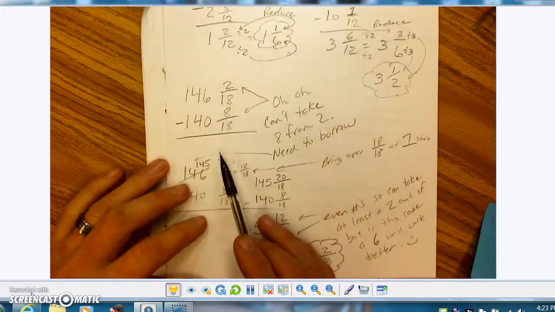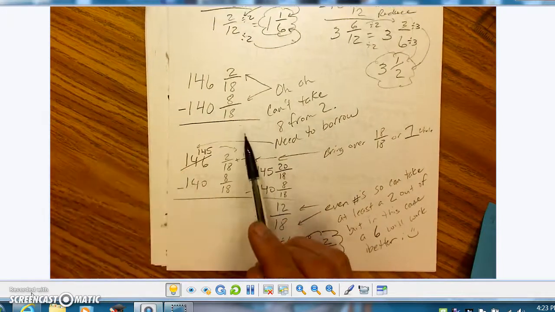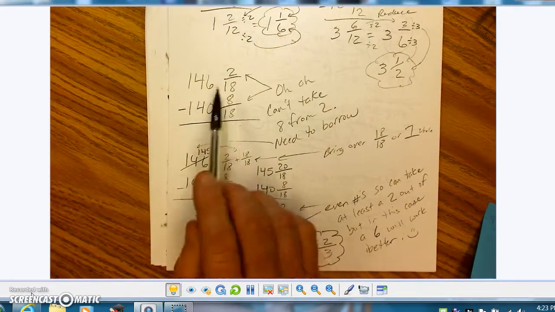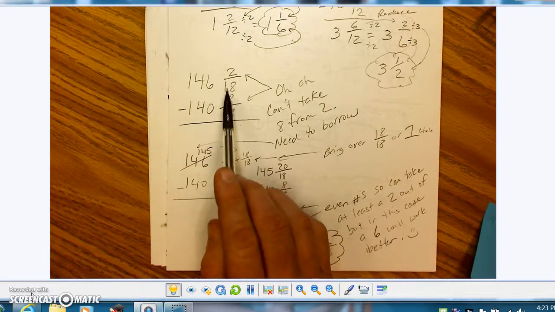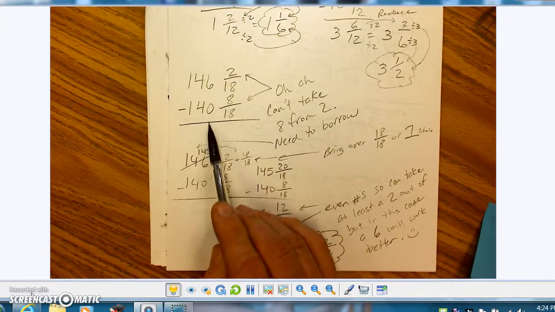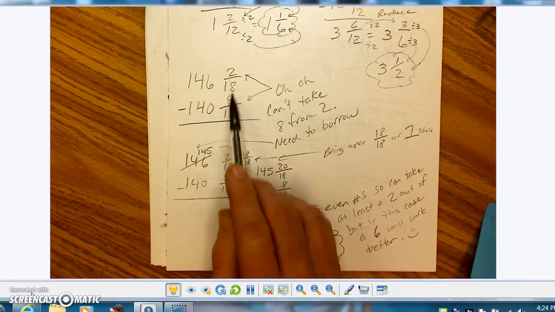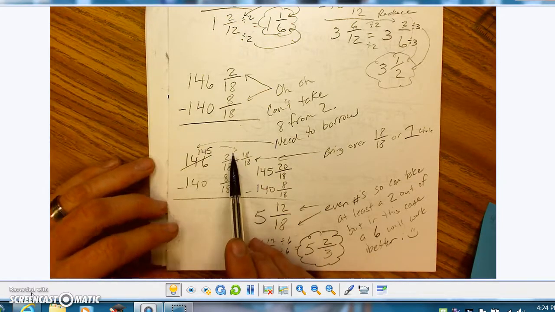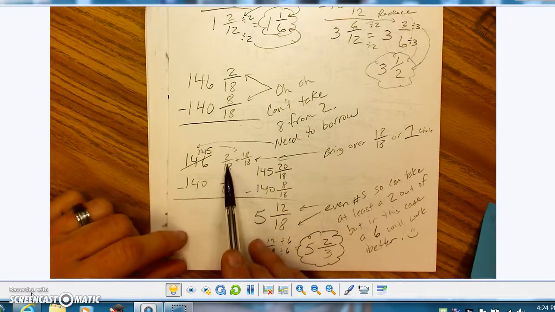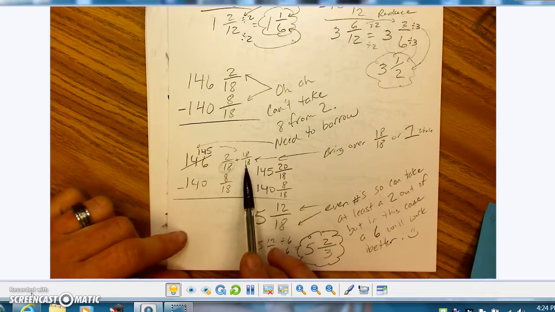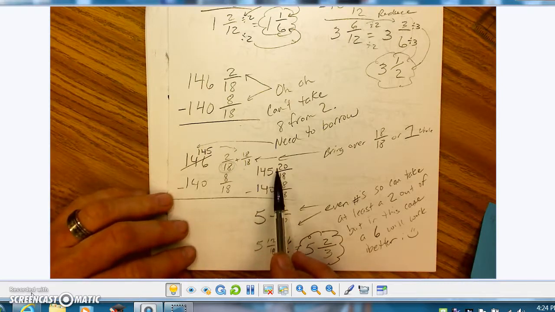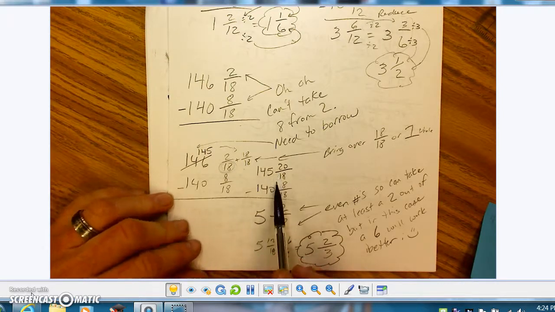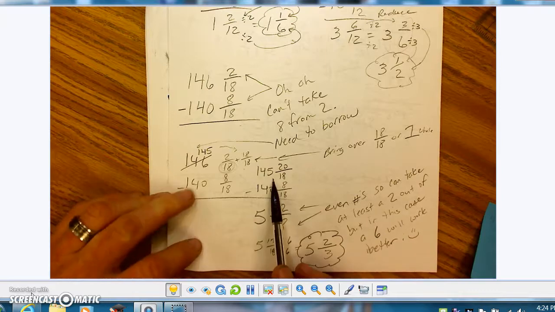Alright, so here's another one, kind of like that, the one where we had to borrow. We've got 146 and 2/18 minus 140 and 8/18. Can't do that. I'm going to borrow from this 146, bring over one whole. Now to bring over one whole, you look at the denominator, it's an 18. So I'm going to bring over 18/18, which ends up making it 20/18. And now I'm ready to subtract.